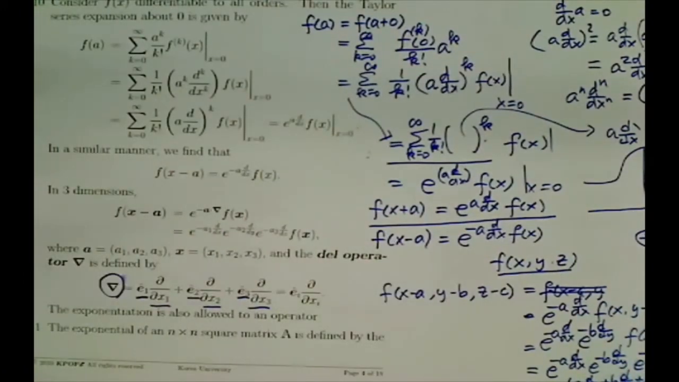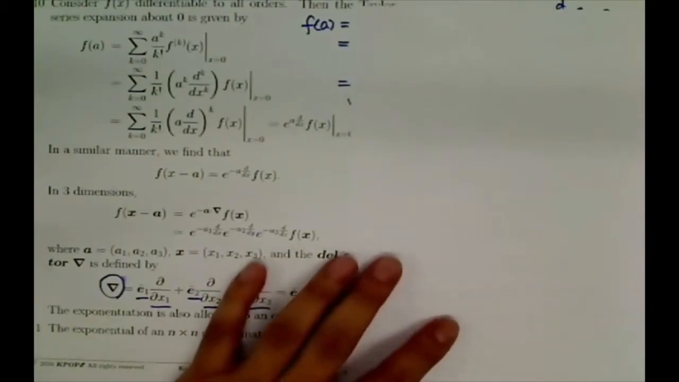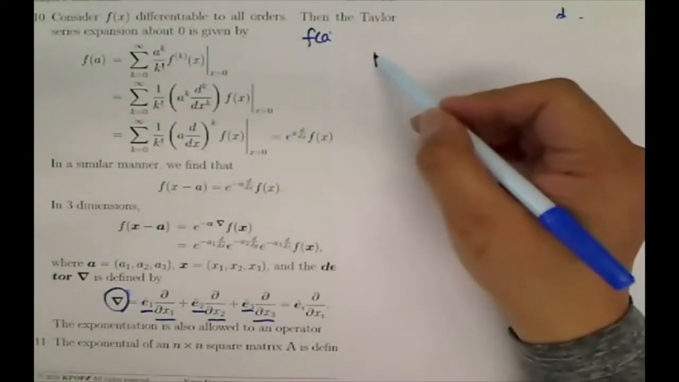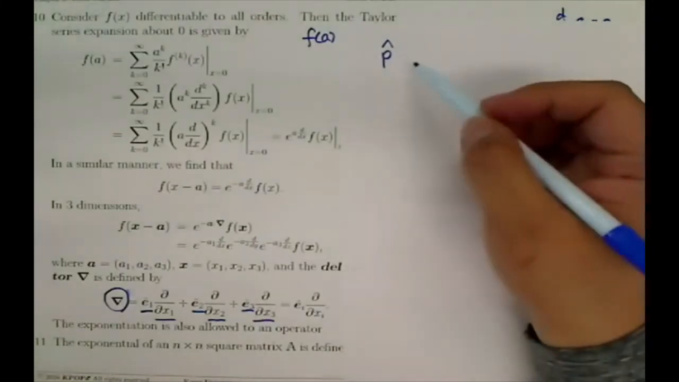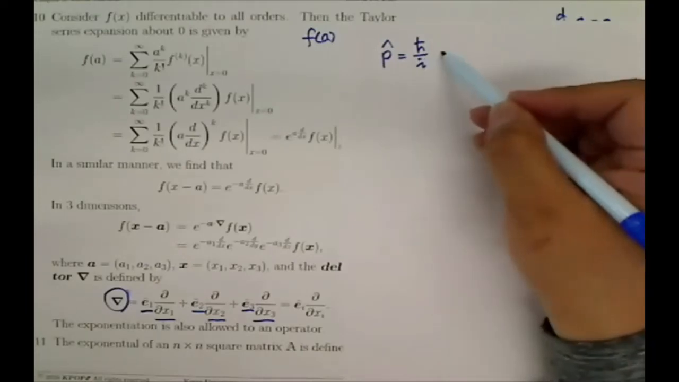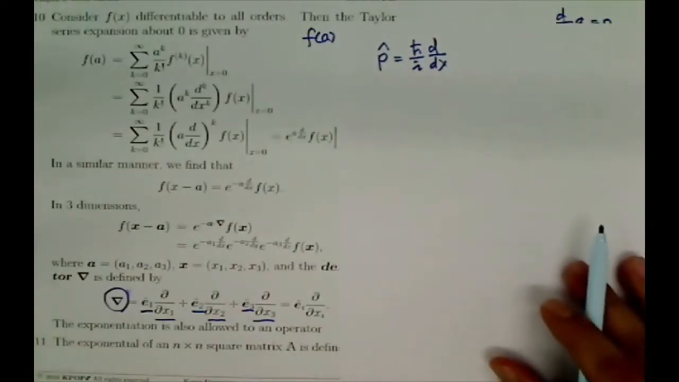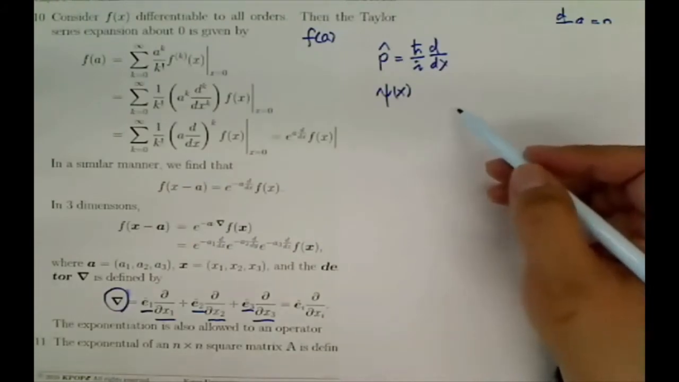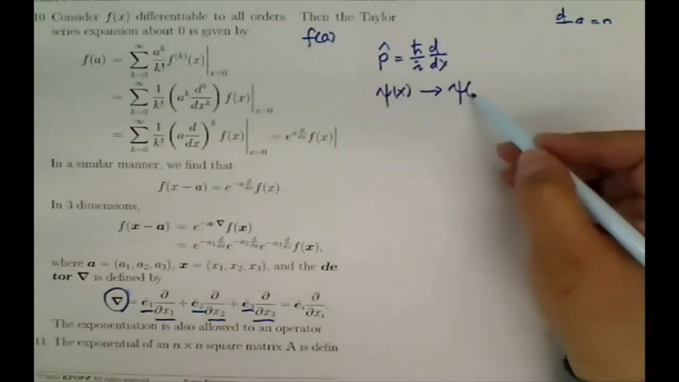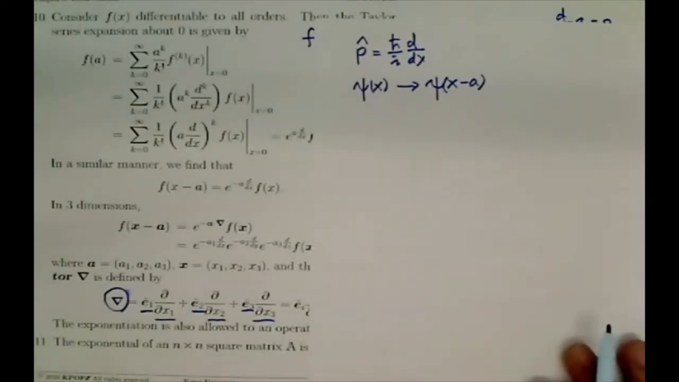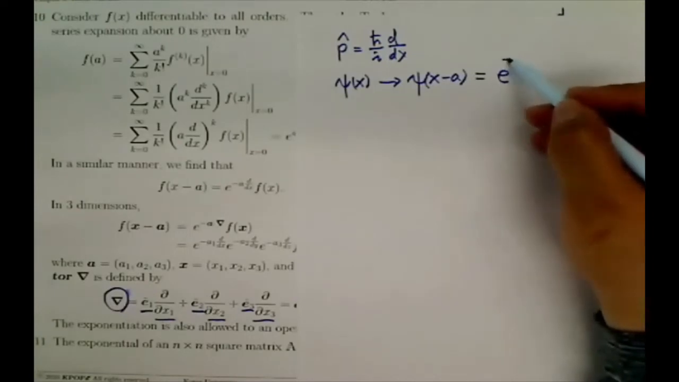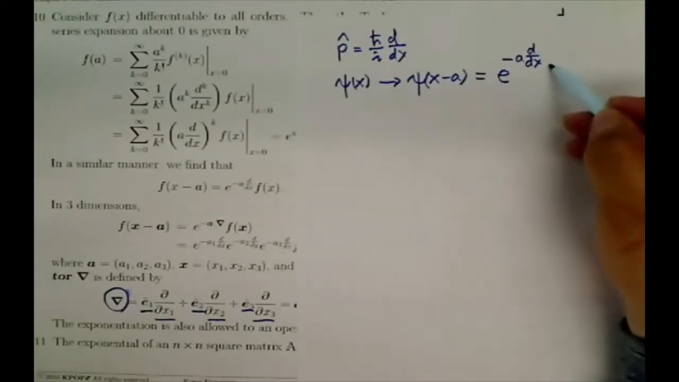We remember the momentum operator P in one dimension in quantum mechanics is h bar over i d/dx. Suppose psi of x is a wave function. Then if I translate this particle by a, we find that this is psi of x minus a. And as we have derived, this is a derivative exponentiated and applied to the function f, which is psi of x in this case.